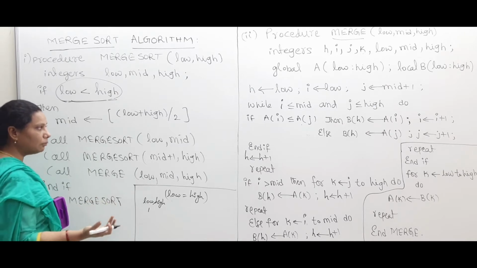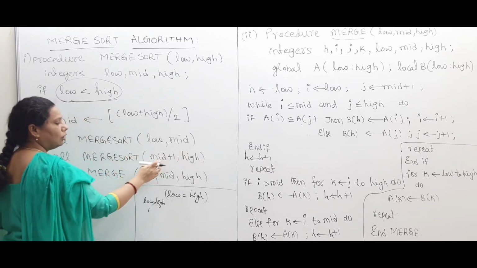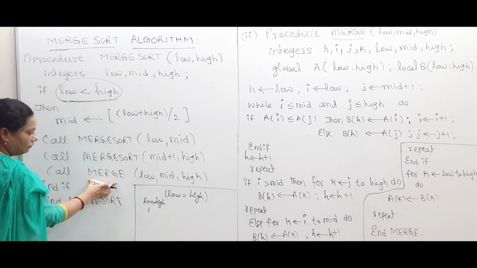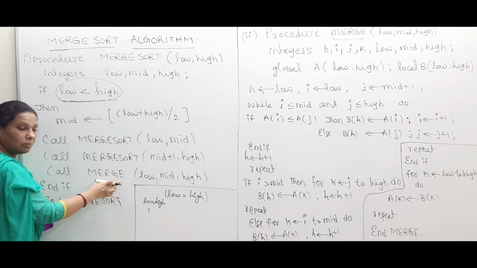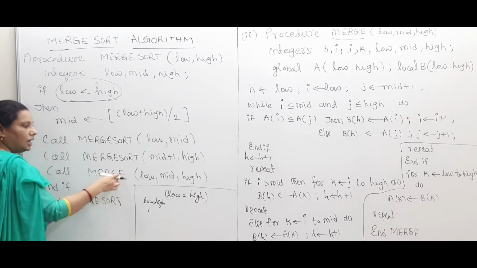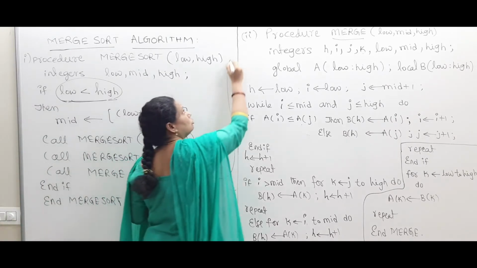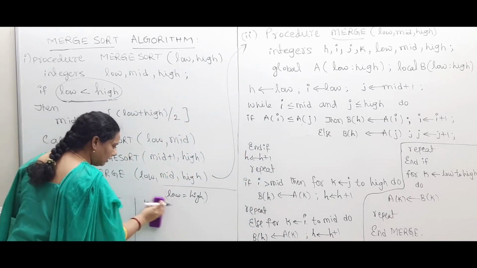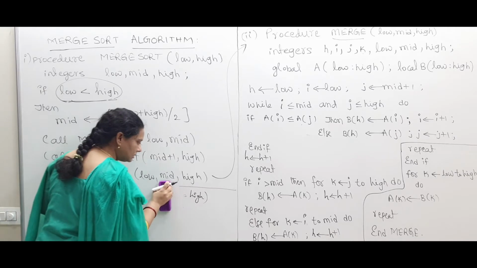Now what are the subgroups here? Low to mid is one group, mid plus 1 to high is another group. After division, what you have to do? Merge. Merging is nothing but combining the elements here. Whenever it says merge, immediately control goes to the second algorithm. Now what is this second algorithm? I hope the first algorithm is clear for you.